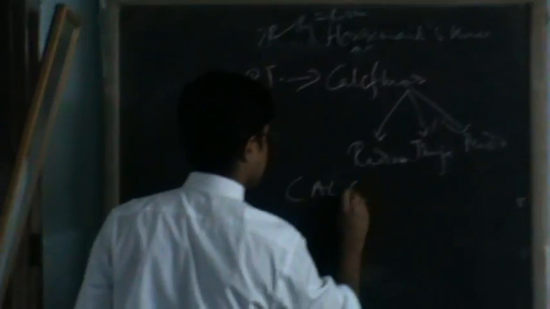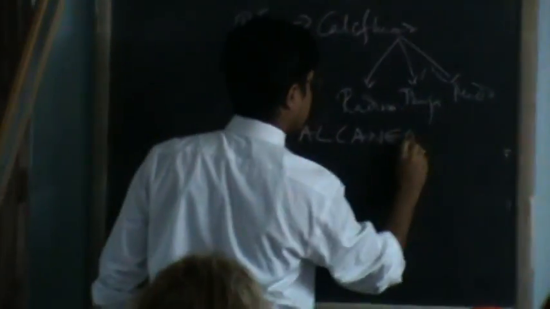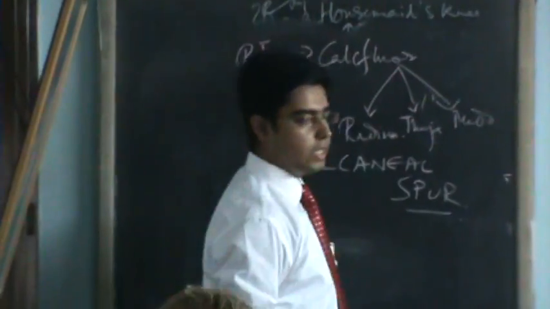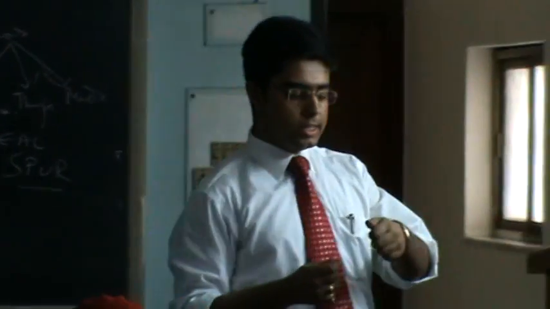Number three is calcarea fluorica, a good medicine for calcaneal spur. What happens in calcaneal spur? In our heel bone, the calcaneum bone, there is an excess growth. And calcarea fluorica generally covers this type of symptoms very well.